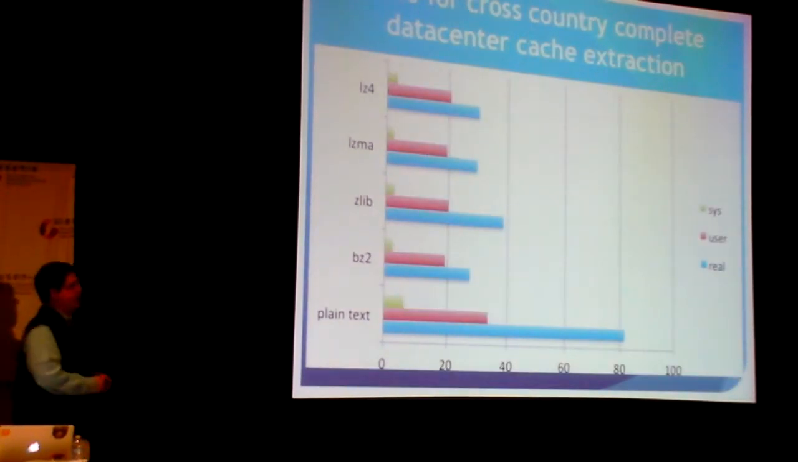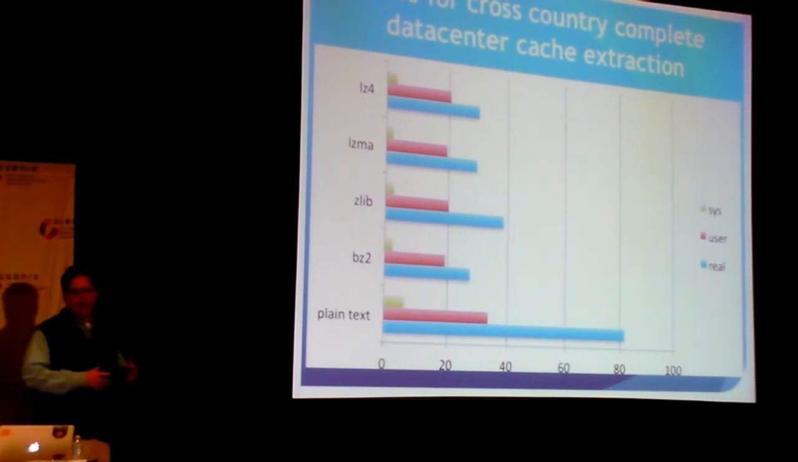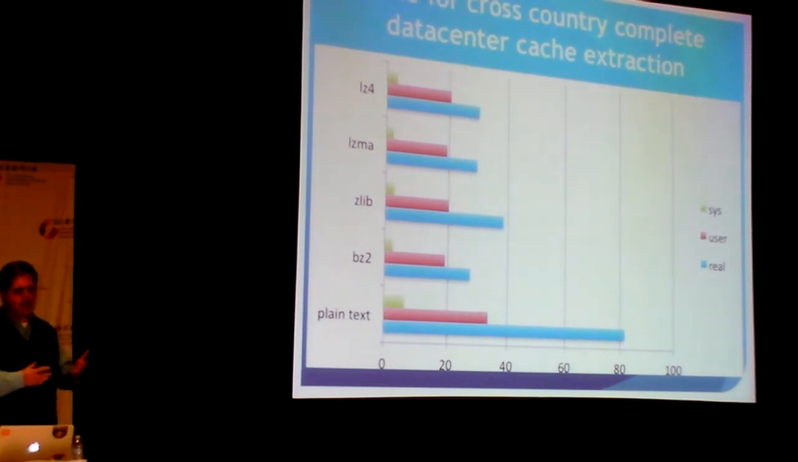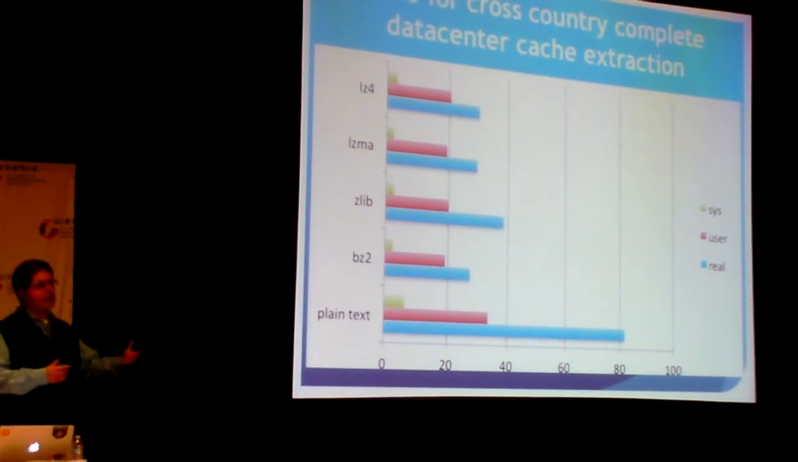And this is where we really saw the speed improvements. I extracted the entire Atlanta cache to our Sunnyvale data center. In plain text, it took me about 82 seconds. Using BZ2 compression, it took me about 23, 24. So it was almost a 300% increase just by compressing on insertion and then decompressing on extraction.